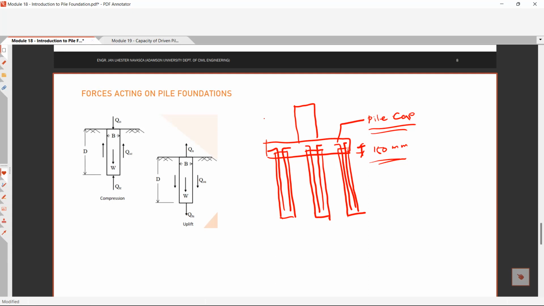Then, ayan. So, expose yung rebar na ganyan. May embedment siya. Then, after that, maglalagay ka ng pile cap. Okay. So, ang pile cap, reinforcement ng pile cap. So, para din siyang isolated footing. So, ang gagawin mo, meron kang ganito.